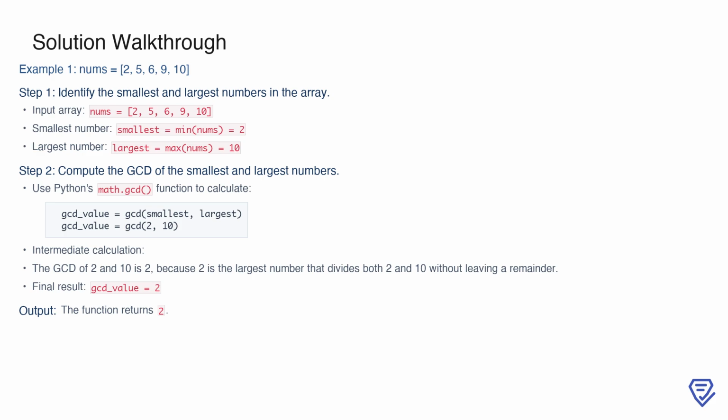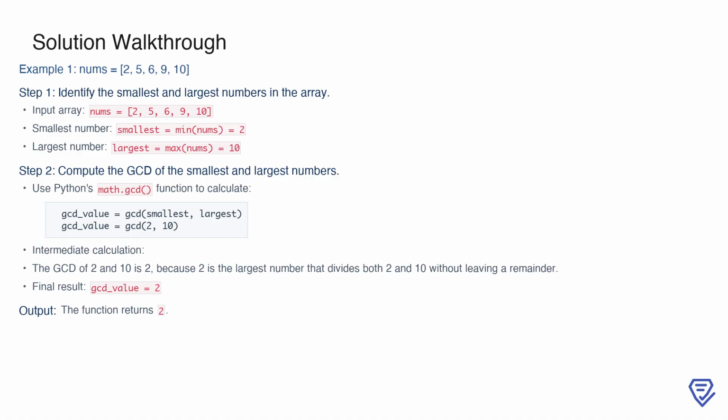To solve the problem of finding the greatest common divisor of an array, we start with the first example where the input array is 2, 5, 6, 9, 10. The first step is to identify the smallest and largest numbers in this array. Using Python's built-in min and max functions, we find that the smallest number is 2 and the largest number is 10.